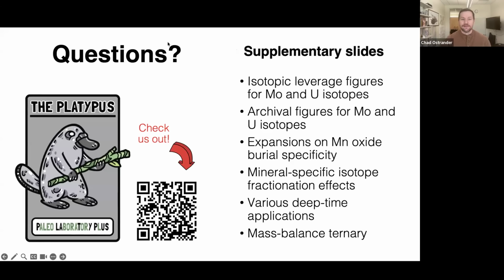So this is my final slide. I'd just like to iterate that after the recorded portion of this talk, I have a bevy of different supplementary slides that we can talk about if anybody's interested. I have these isotopic leverage figures for molybdenum and uranium, to see how they work in that space. The same archival figures for molybdenum and uranium, showing how effectively those seawater values are transferred to sediments. I have some expansions on the manganese oxide burial specificity. I also have a supplementary slide talking about the mineral-specific isotope fractionation effects. It turns out that which manganese oxide you form is important for thallium. There are also various deep time applications, and I've included a ternary diagram that shows you how you can shift seawater thallium isotope values by changing the different outputs.